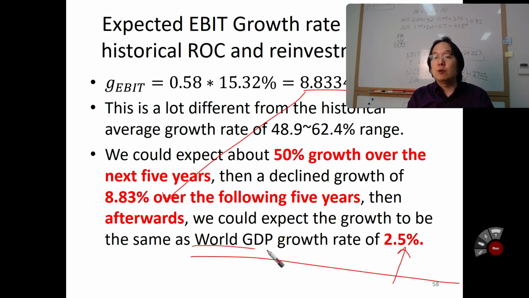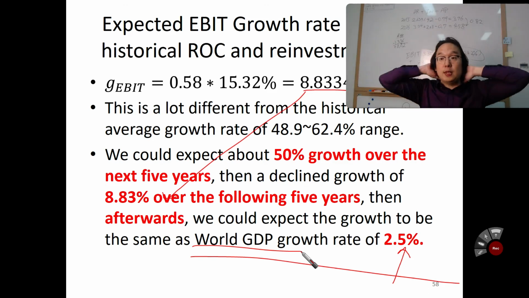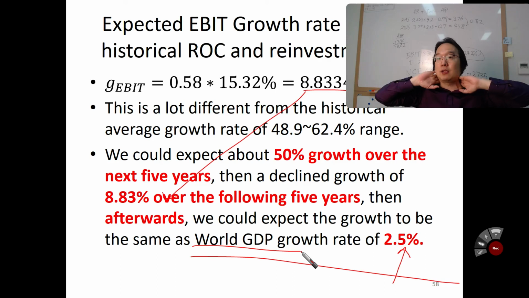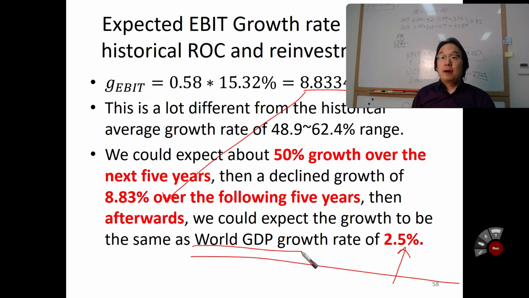Why 2.5? Why world GDP? Because Netflix is a global company. They're selling to the world, right? And they cannot grow faster than the world GDP growth rate in the infinite horizon. Mathematically, that is true. In the infinite horizon, if you're growing faster than the world GDP growth rate, that means at some point Netflix will be the dominant company in the whole world. The whole world will be built around the Netflix empire. You cannot imagine that kind of thing. So Netflix's growth rate has to be somewhere close to the world's GDP growth rate or lower, not bigger. So that's the long-run growth rate.